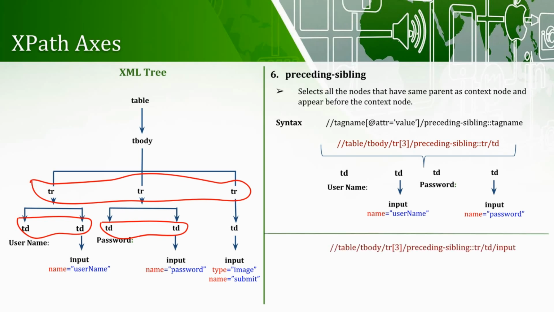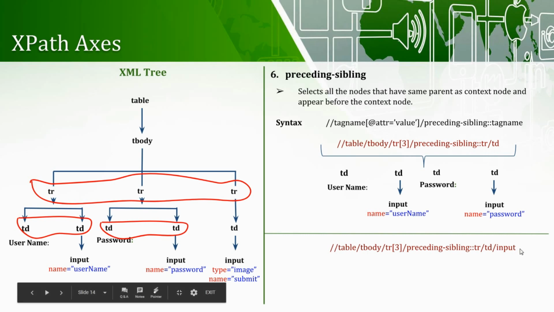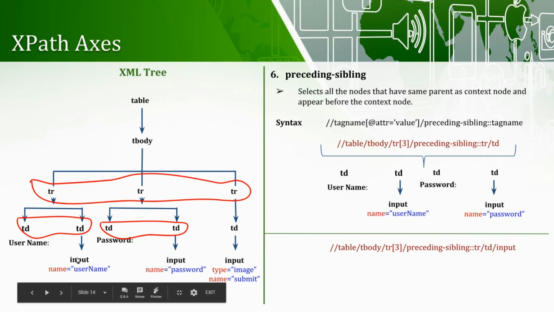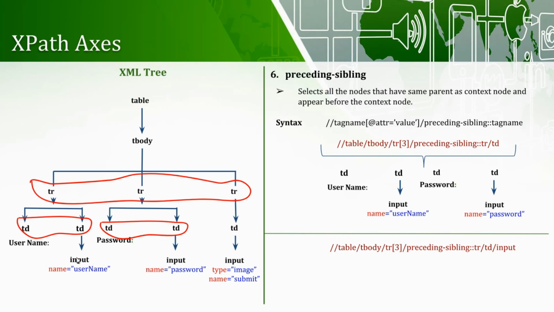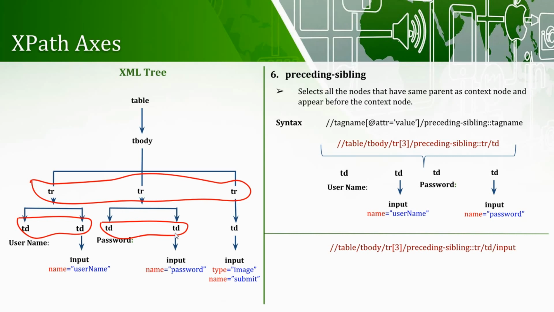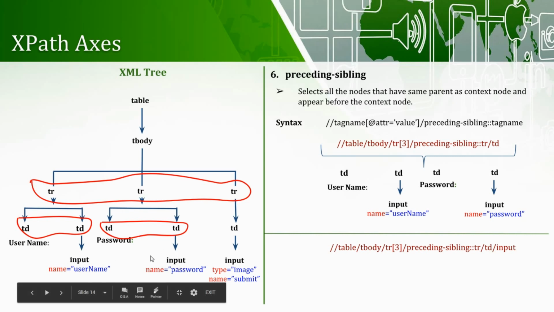Now let's consider one more example where I am saying the same thing. It is almost similar, just that I have appended the /input tag at the end. When I say /input tag, tr/td/input, how many nodes satisfy this path condition? tr/td/input, this username satisfies that path condition. Then tr/td/input, this. So both of these under preceding-sibling satisfy the tag path condition. So these two will be the output of this XPath.